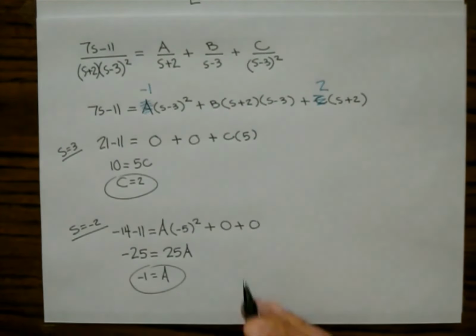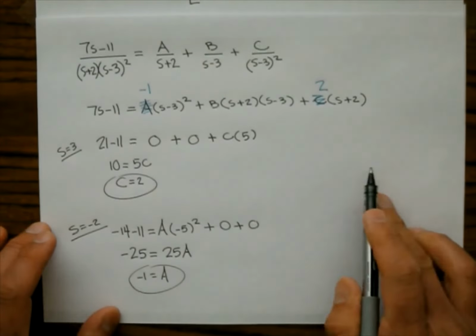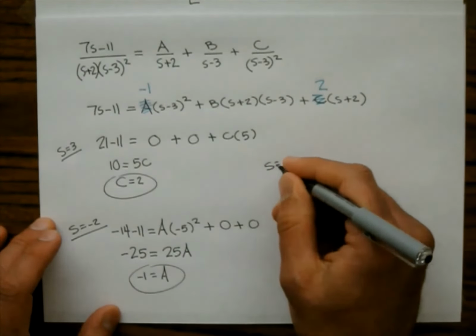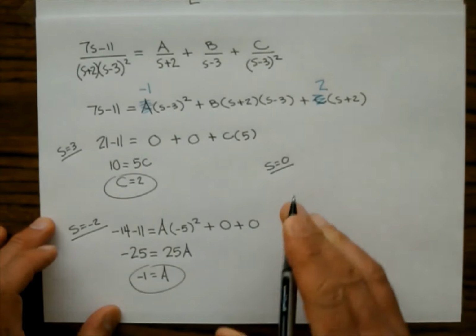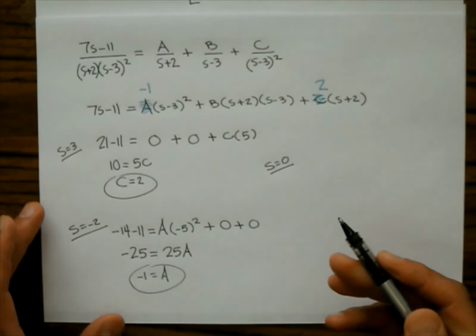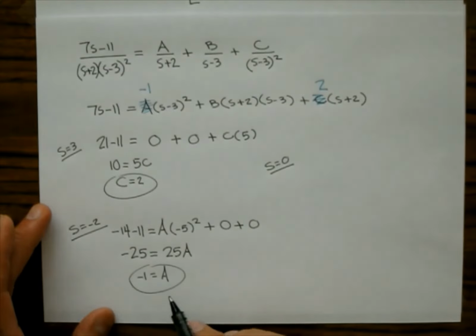And I can let my s equal whatever value I want now, and I'll do it over here. I have some room over here. S equals, let's see, how about 0? That's a good value, but it could be 27, or it could be s equals 1. You're going to get the same result.